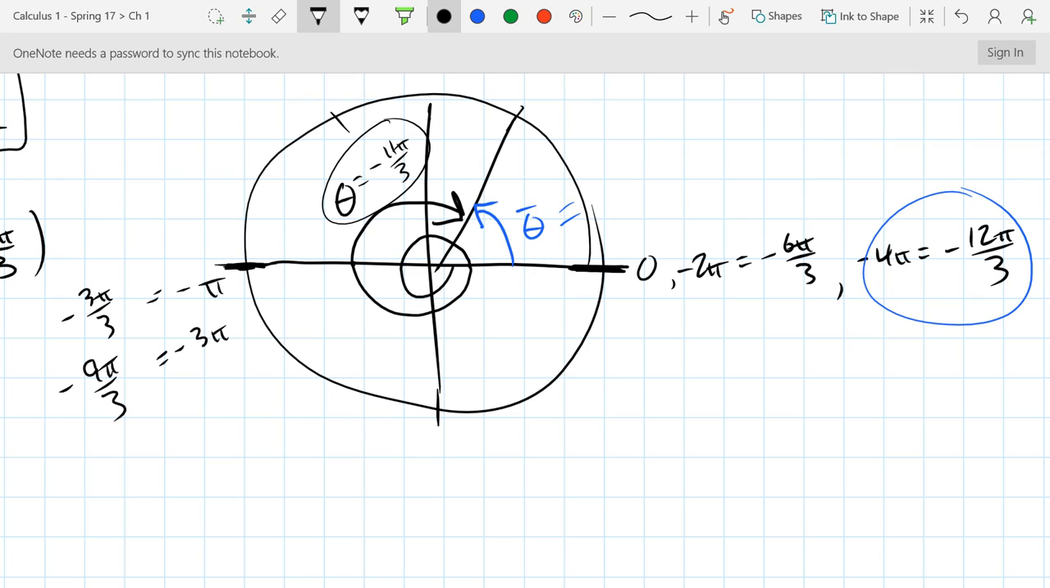So it's going to be just pi over 3. It's how much is left over between these two. So we go negative 11 pi over 3, and then negative 12 pi over 3 is the finish. So we just have to go pi over 3 more to get there.